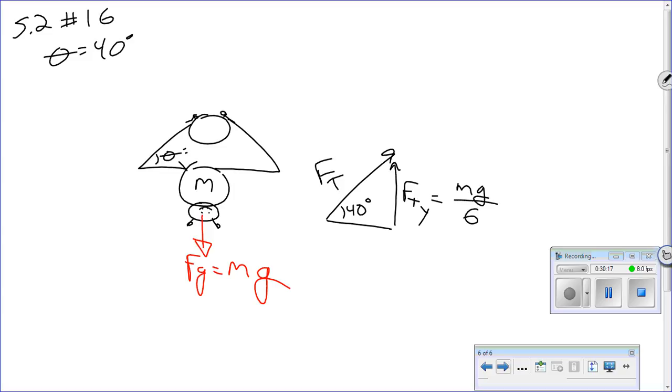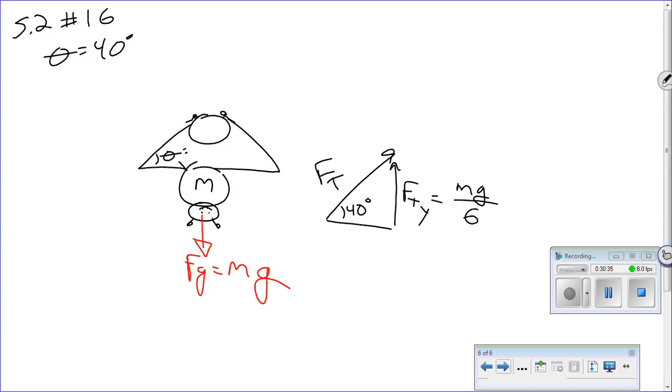Follow? So let me double check my notes here and make sure that I'm not overlooking something dumb like I did in that other problem. I think we just got to find FT using some trigonometry. Yep, that'll do it.